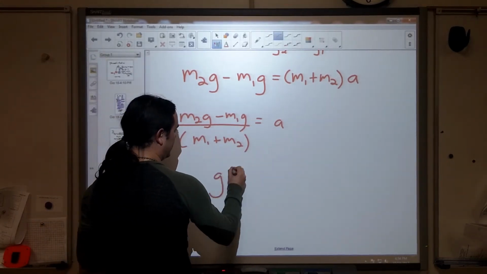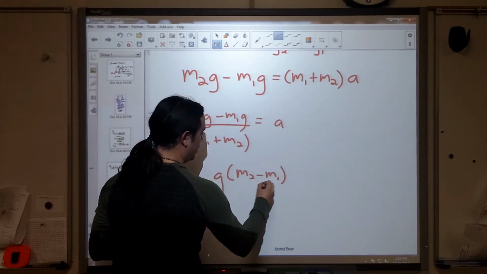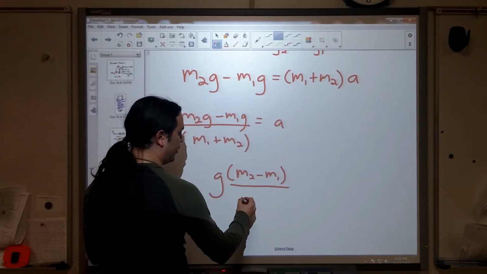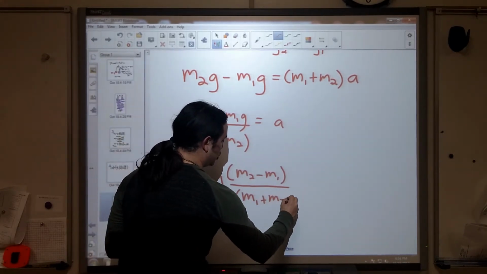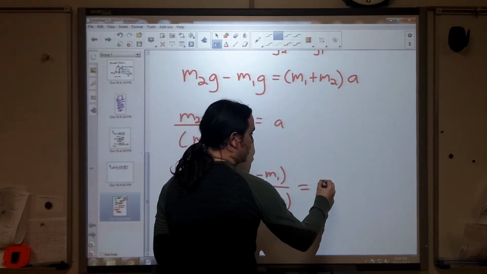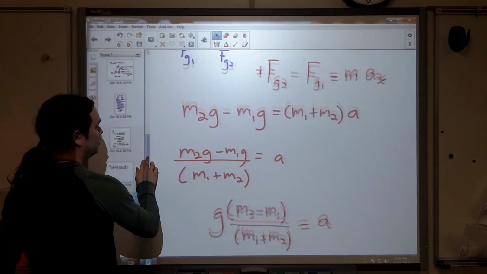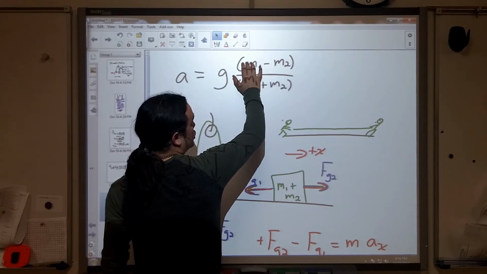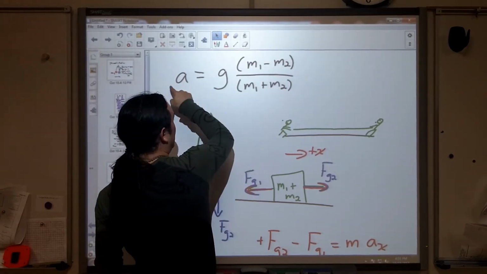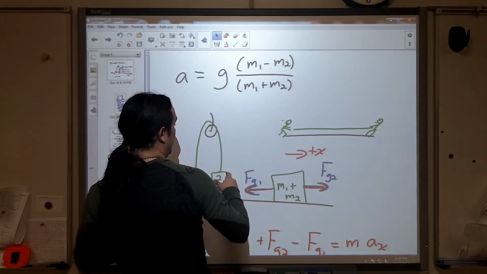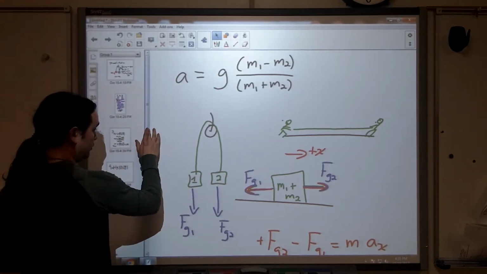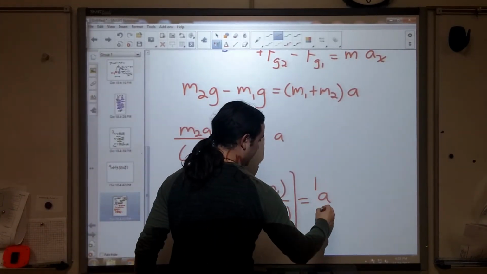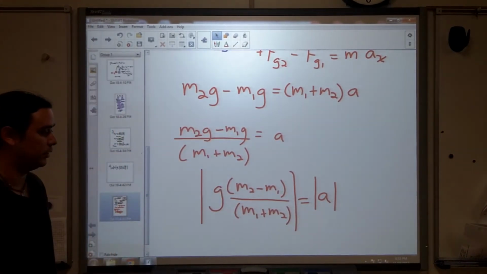But I can factor g out. I end up with g times m2 minus m1, the difference of the two masses, one of them minus the other, divided by m1 plus m2, divided by their combined mass, which is the same thing we got the thorough way. Now, the thorough way, the way that I had set it up, I had m2 minus m1, but again, if we flip these and have a negative, that's just going to change which direction they move. So the key thing that we're looking for here is the magnitude of this. The magnitude of this is equal to the magnitude of our acceleration. It's a way of finding the number.